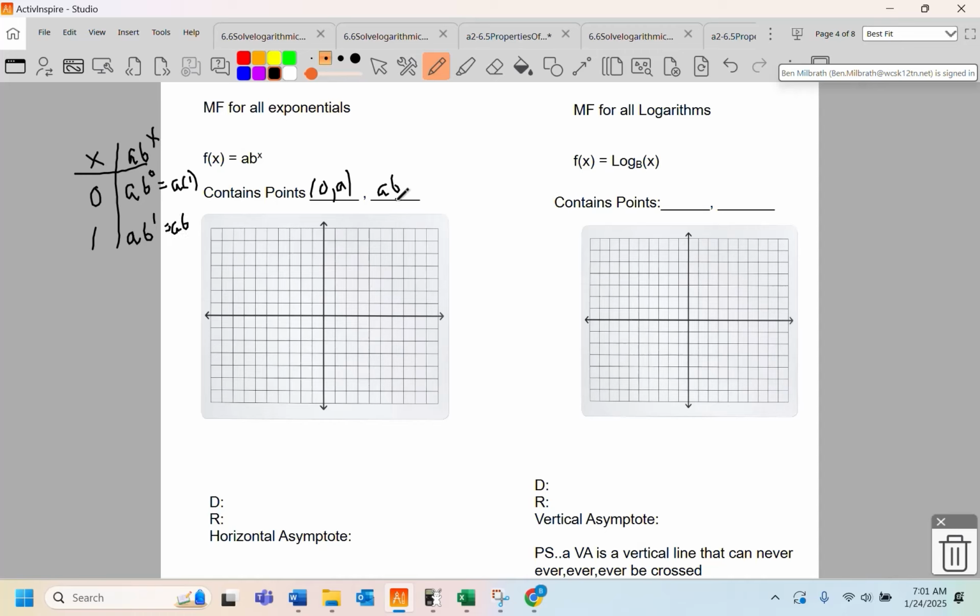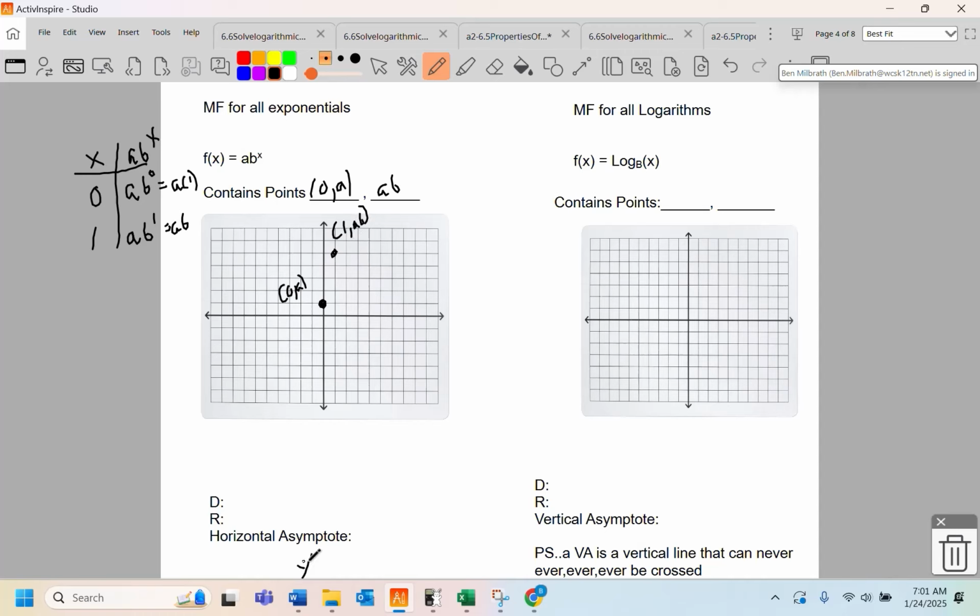And these are mom functions. They give you an idea of what these things generally look like. So we're going to contain some point 0, a. I'm just going to call it here. It has to be labeled because we don't really have an index for a. And you have to contain some point 1, ab.